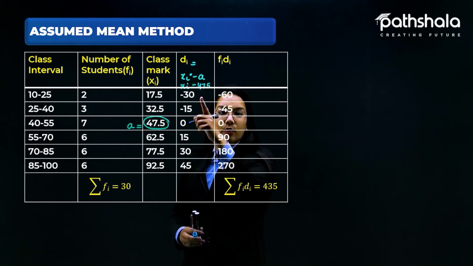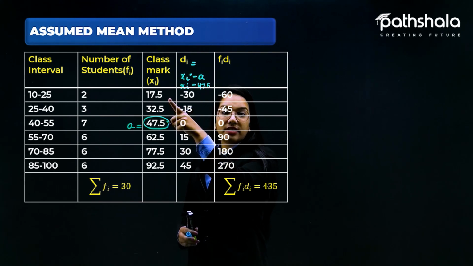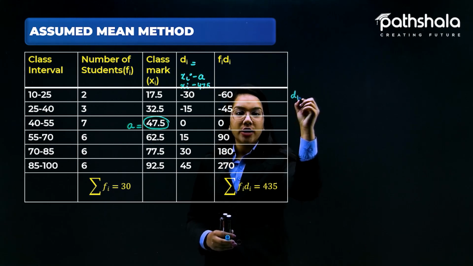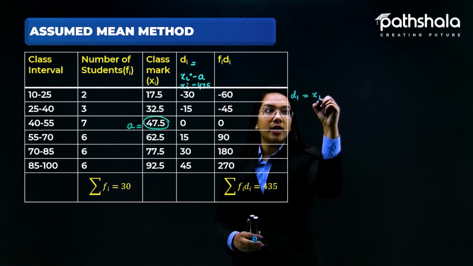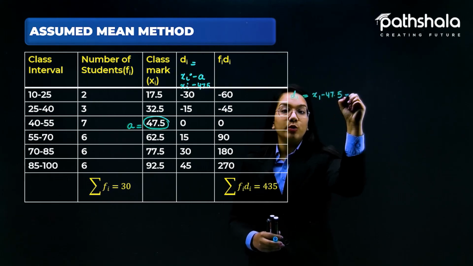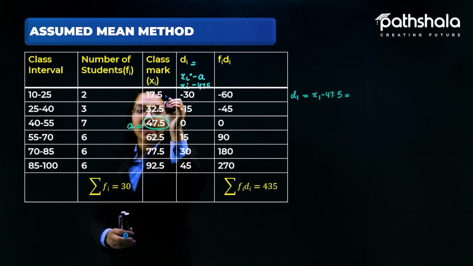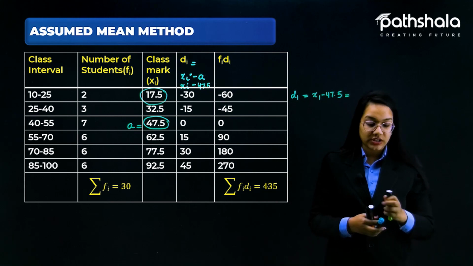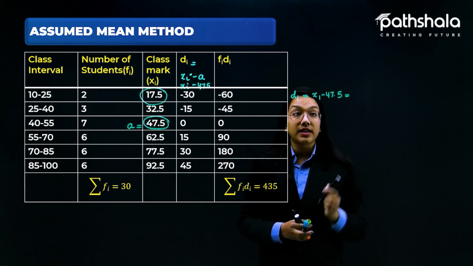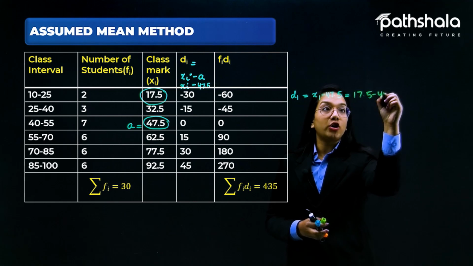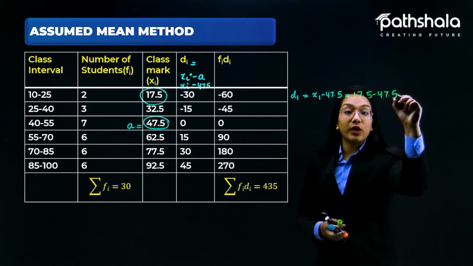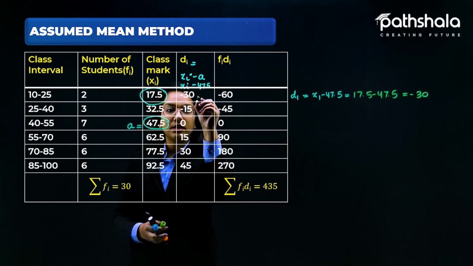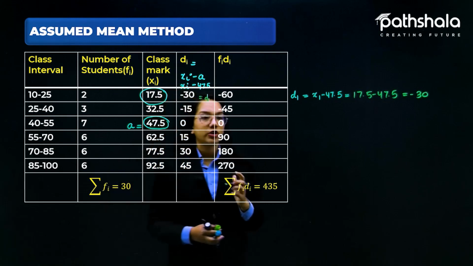Let's start with the very first xi, which is 17.5. I am calculating the very first deviation D1. D1 is x1 minus 47.5, and x1 is 17.5. So we have 17.5 minus 47.5, and you can see the answer is minus 30. This is my very first deviation, D1.